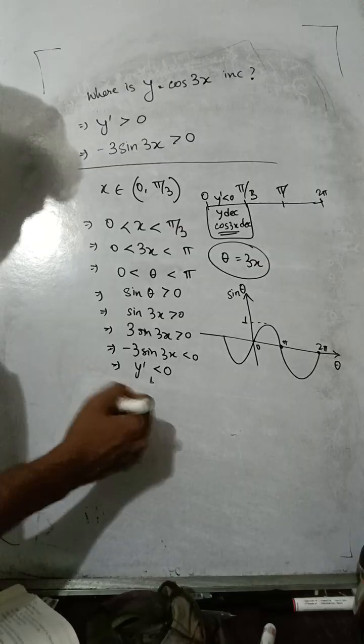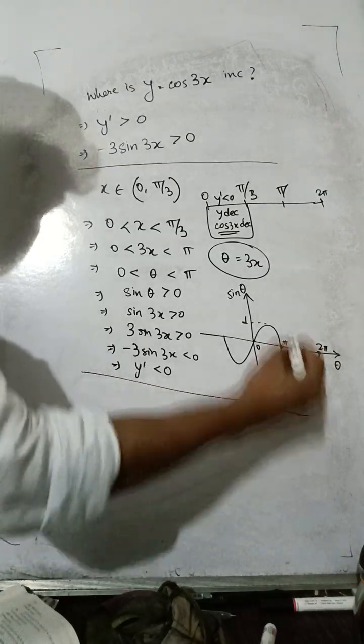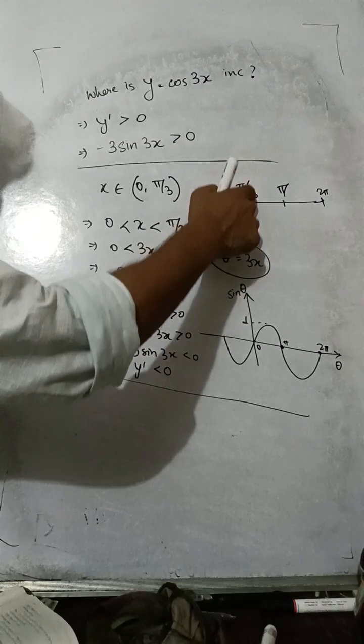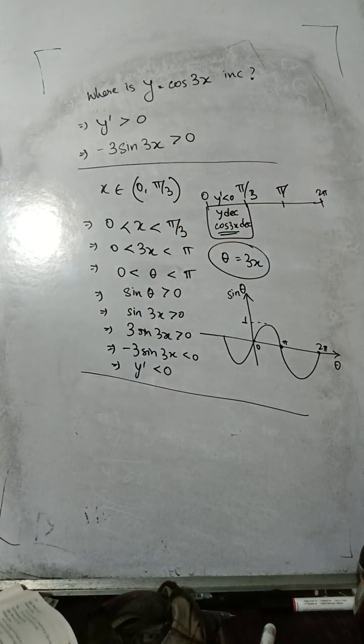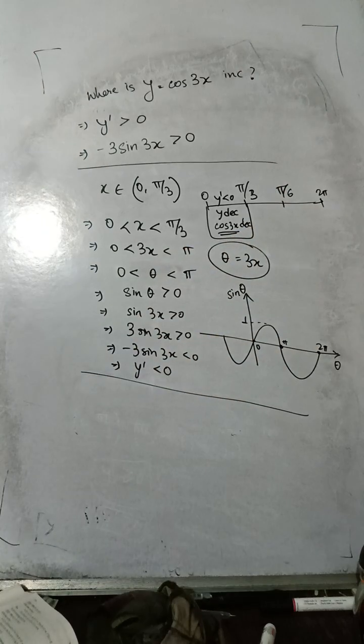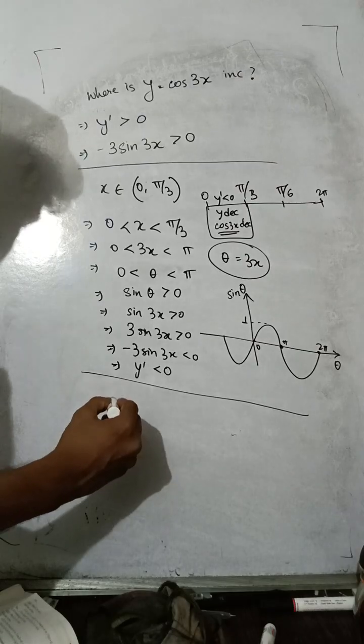Right, now let us look for the next region. Go into the next region and see what is happening there. This is pi by 3. What was that? I guess this was pi by 6, or I don't remember. Anyway, let's find it out.